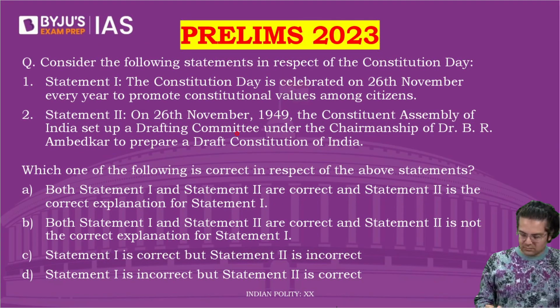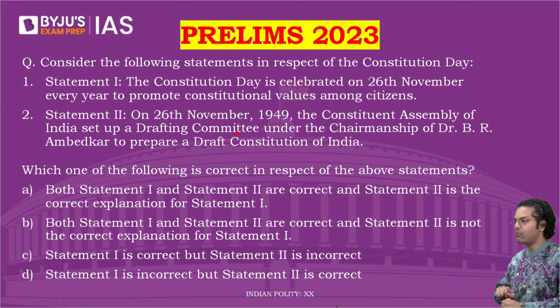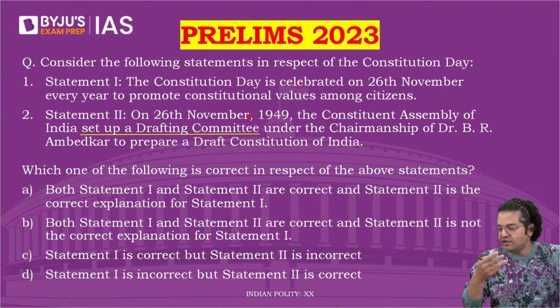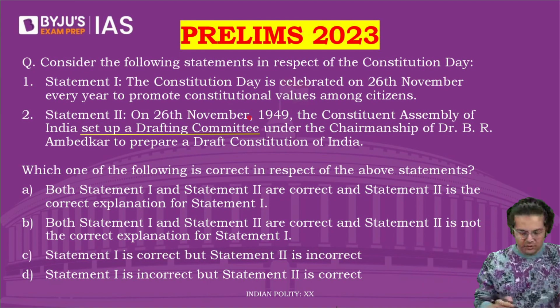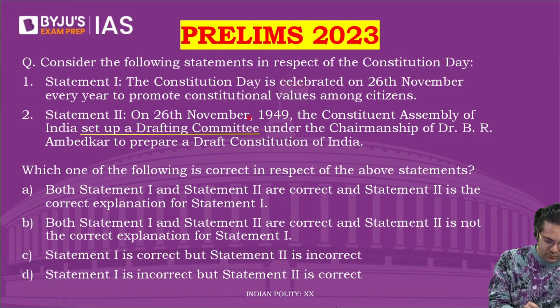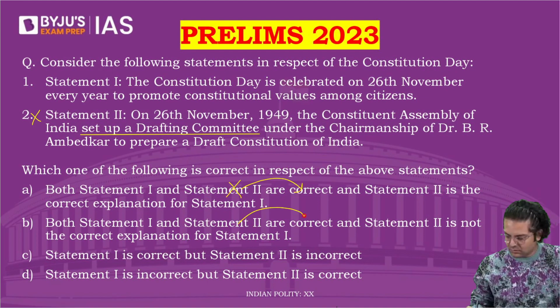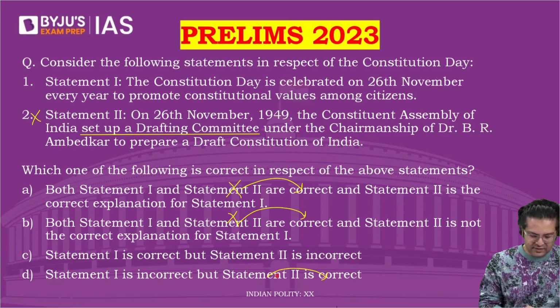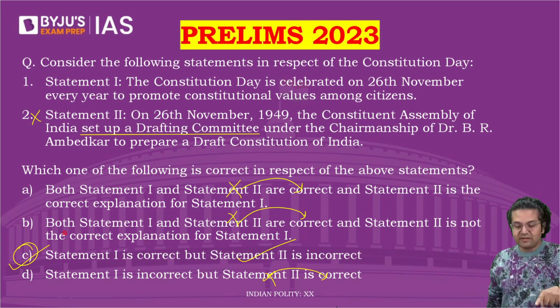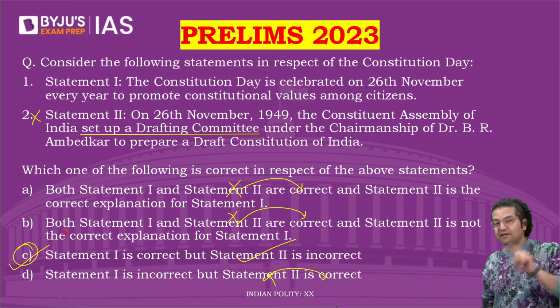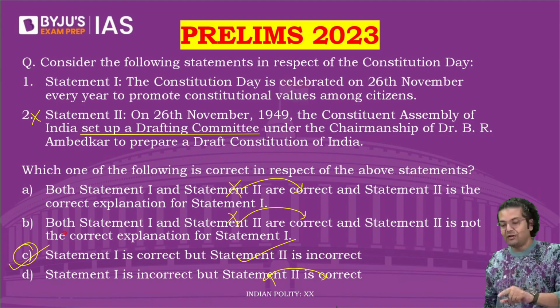Solve this question. Came in prelims. Was the drafting committee set up on this date? This was a date on which the constitution was finally framed. So 2 is wrong. Wrong. Wrong. C is the right answer. See, whenever you get these kind of questions, assertion, reason kind of questions, you must have observed, it is always the case that one statement is wrong. So try to find the wrong one out and eliminate it. Are we clear?